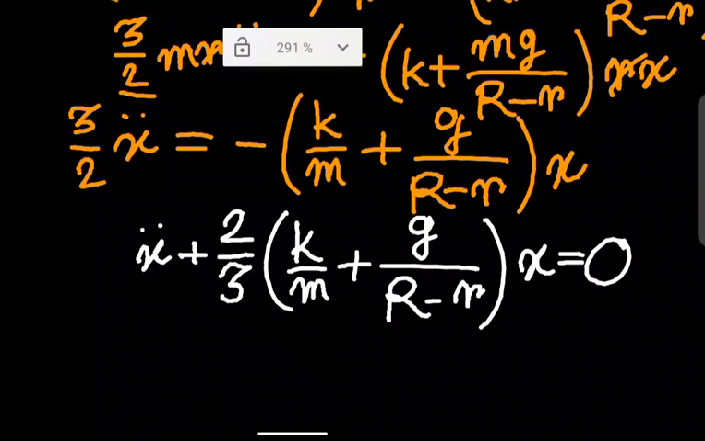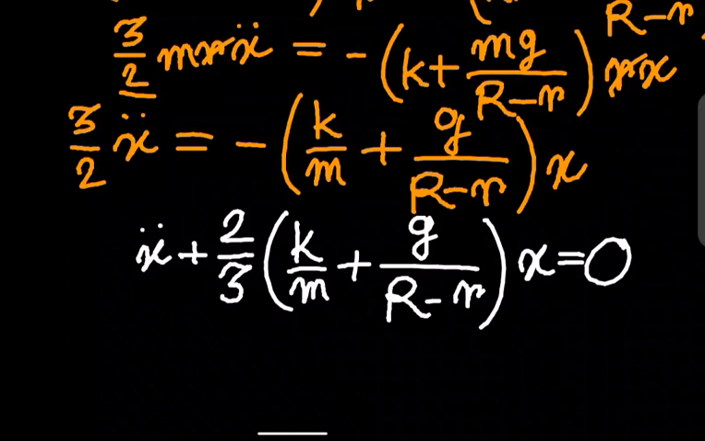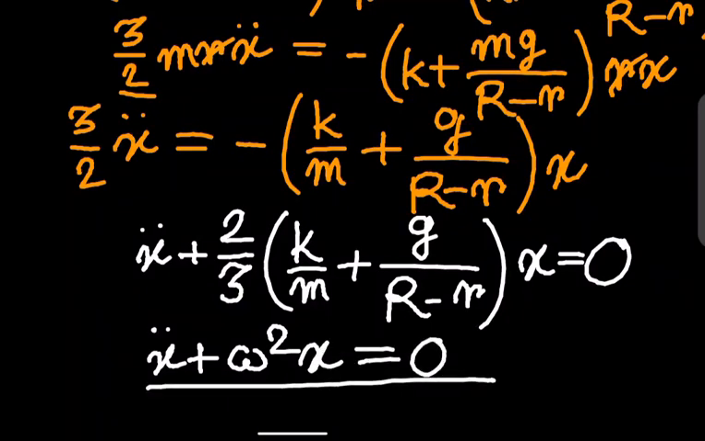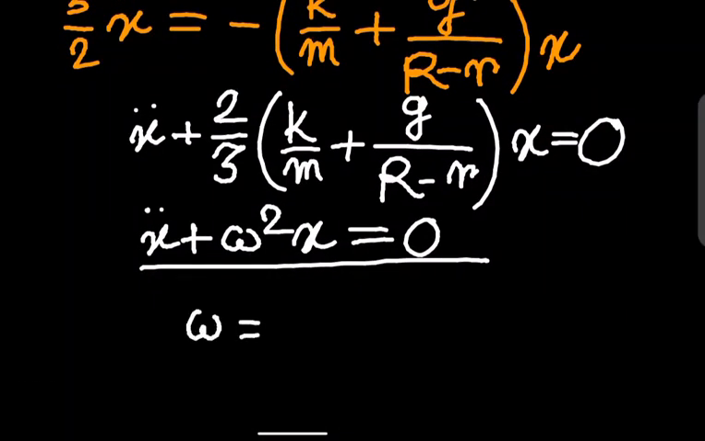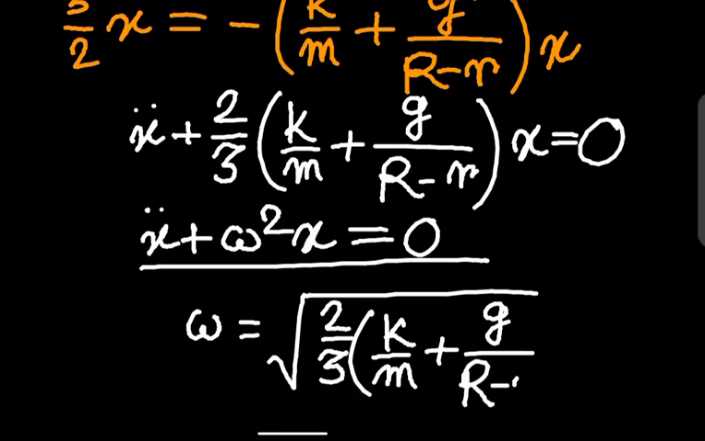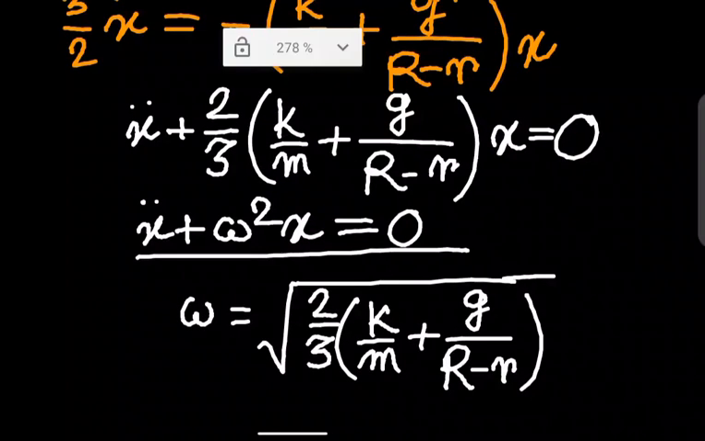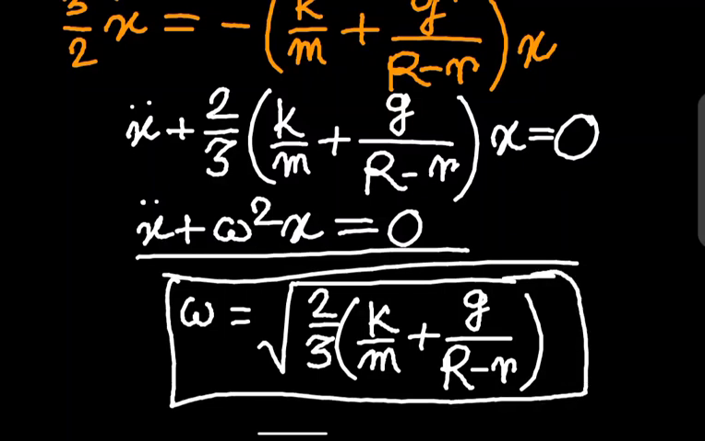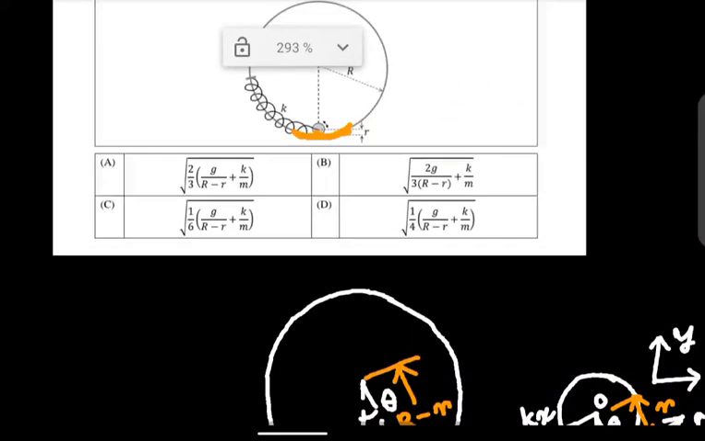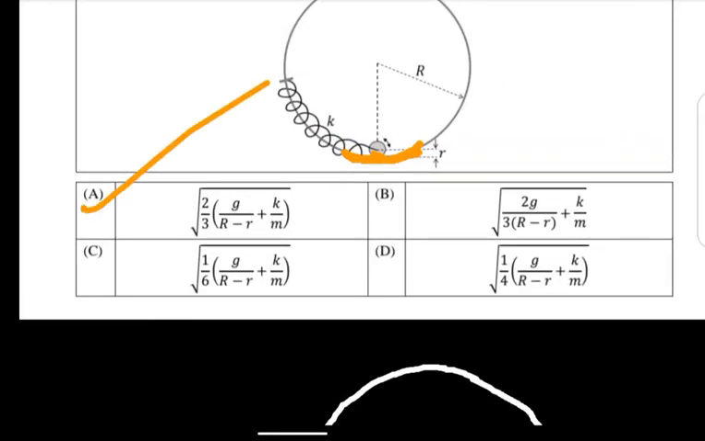Okay, so this is the equation of motion of the body, and you know that the equation of an SHM is basically x double dot plus omega square x equal to 0. This is the equation of a general SHM. So comparing this with this, we can simply say that omega is nothing but root of 2 by 3 into k by m plus g divided by capital R minus small r. So this is basically our final answer. Which option is it matching with? Let's see. Yeah, this is just option A.